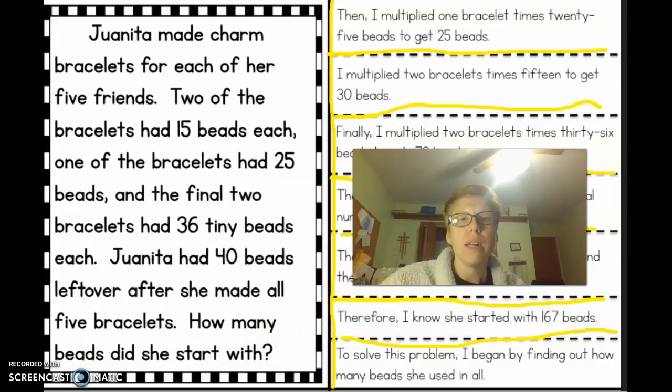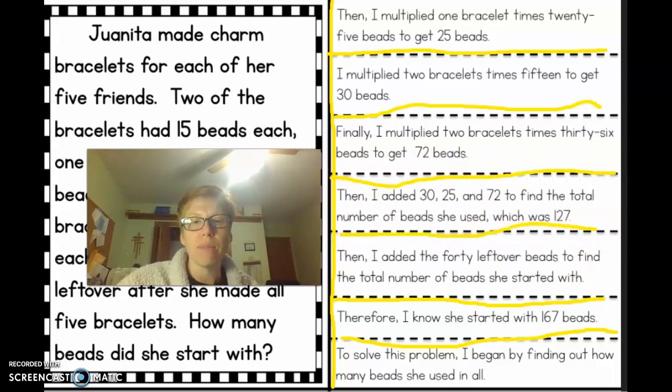It says, Juanita made charm bracelets for each of her 5 friends. 2 of the bracelets had 15 beads each. 1 of the bracelets had 25 beads, and the final 2 bracelets had 36 tiny beads each. Juanita had 40 beads left over after she made all the 5 bracelets. How many beads did she start with? So that's the problem that you are solving.